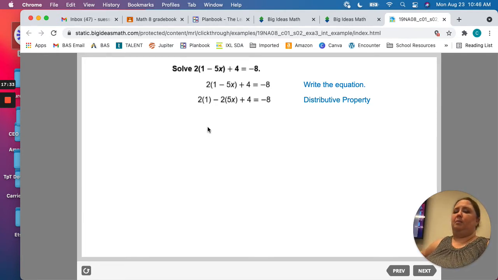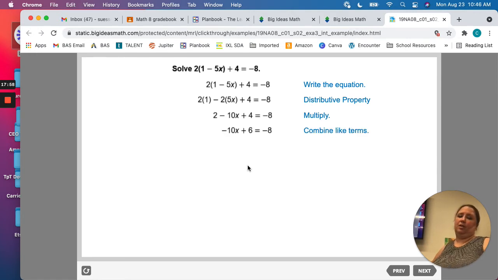So what is 2 times 1? 2. And 2 times negative 5 is negative 10. So then I would have 2 minus 10x plus 4. Now what are like terms here? You got 2 and 4, because they don't have a variable. What is 4 plus 2? It's 6. So now we have negative 10x plus 6 equals negative 8.